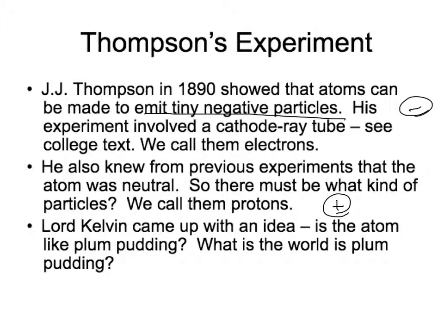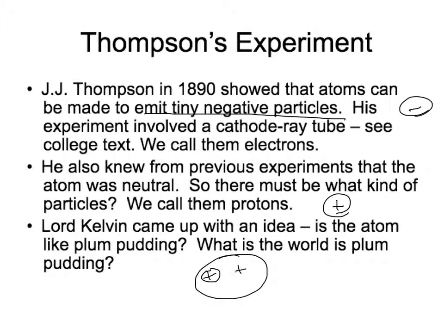Lord Kelvin, another scientist of the time, came up with an idea. Once they knew that there were negatives and positives, they wanted to know how these are arranged. Lord Kelvin, maybe at dinner time, came up with this idea of plum pudding, and you're probably thinking, what is plum pudding? It's kind of like raisin bread pudding or something like that.